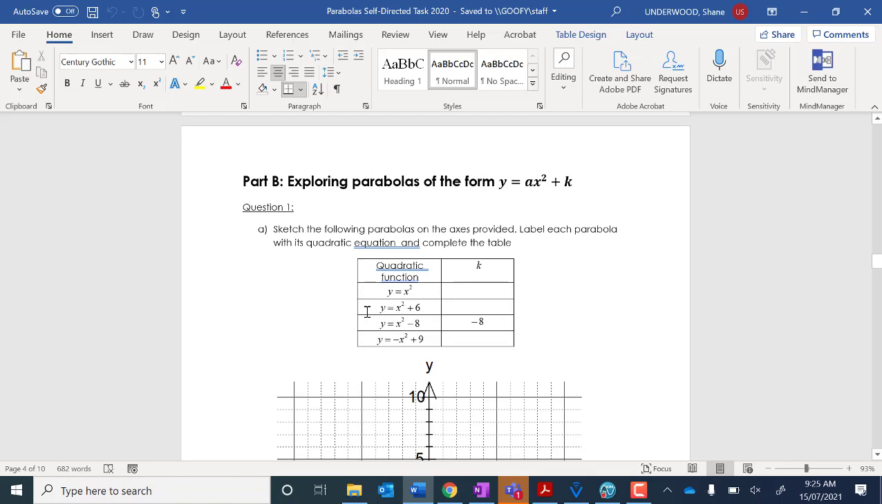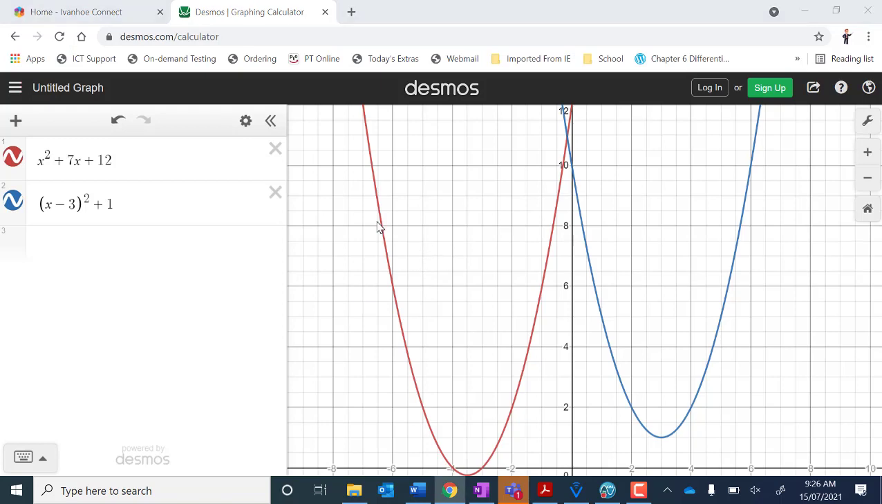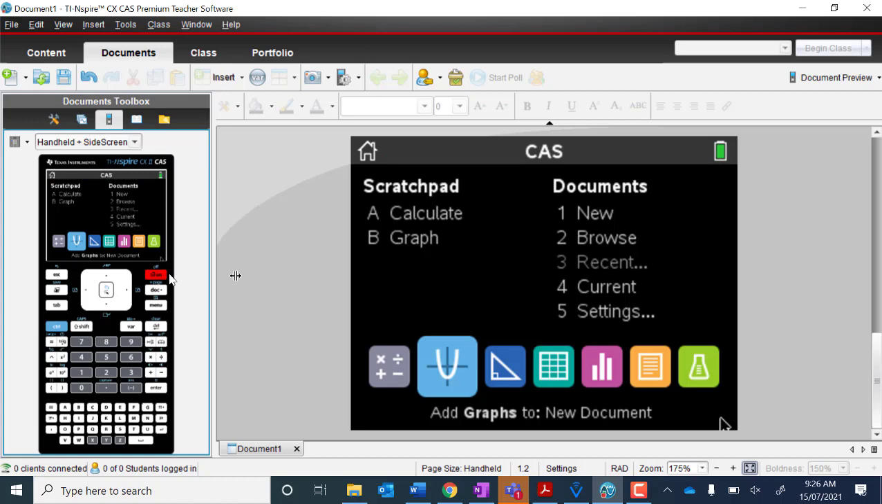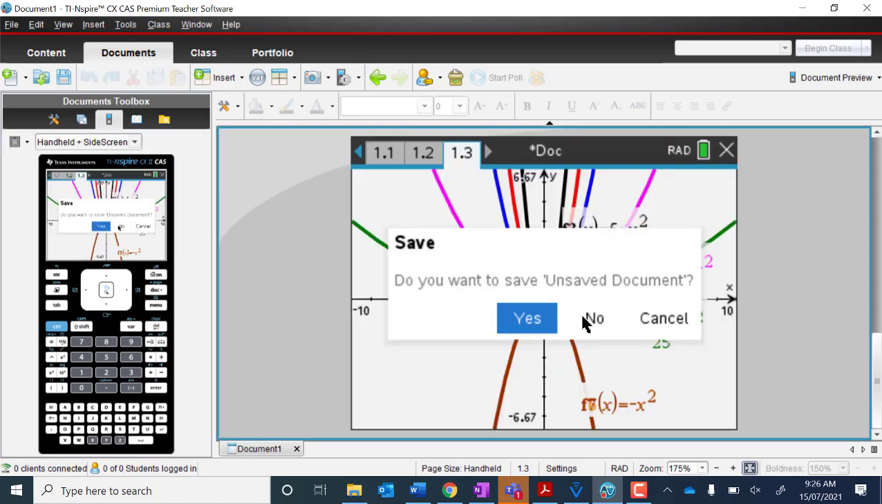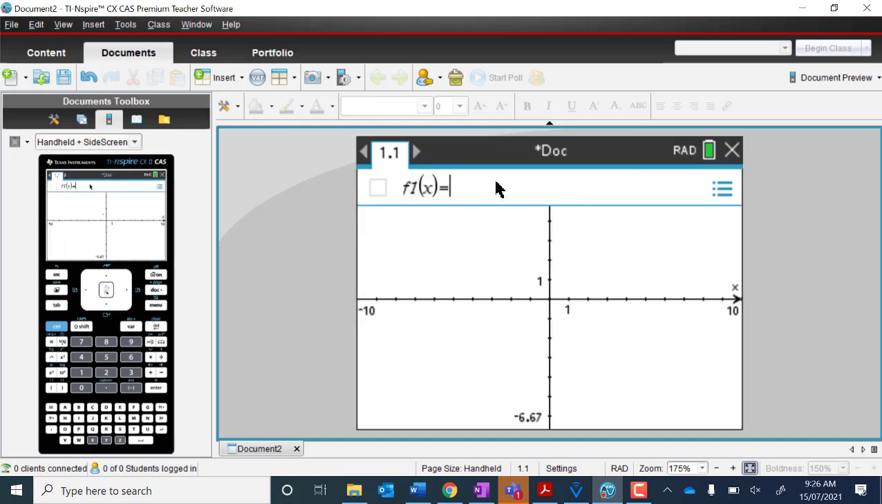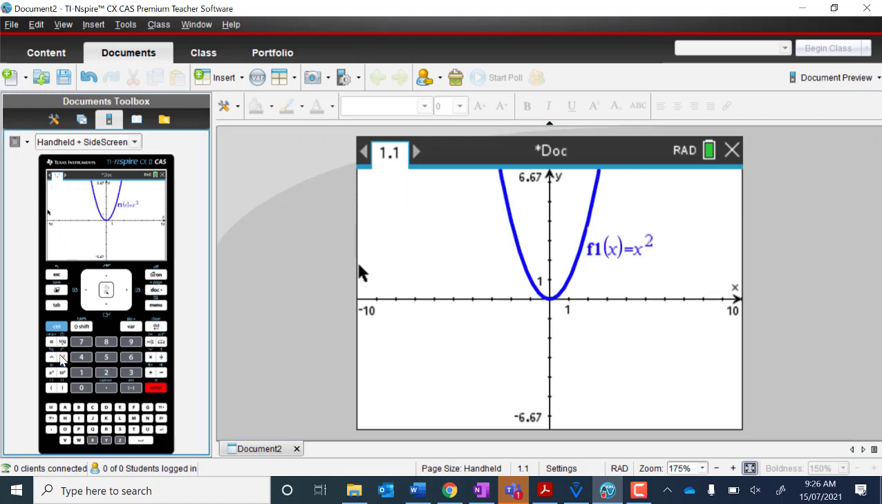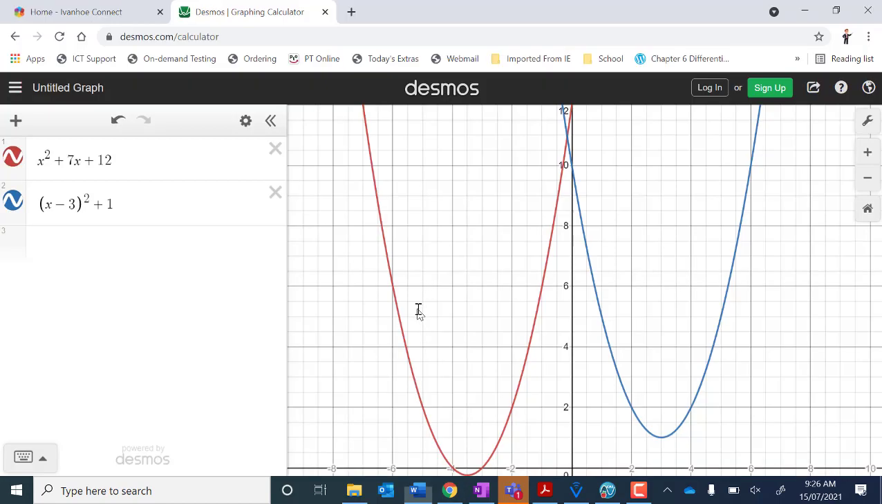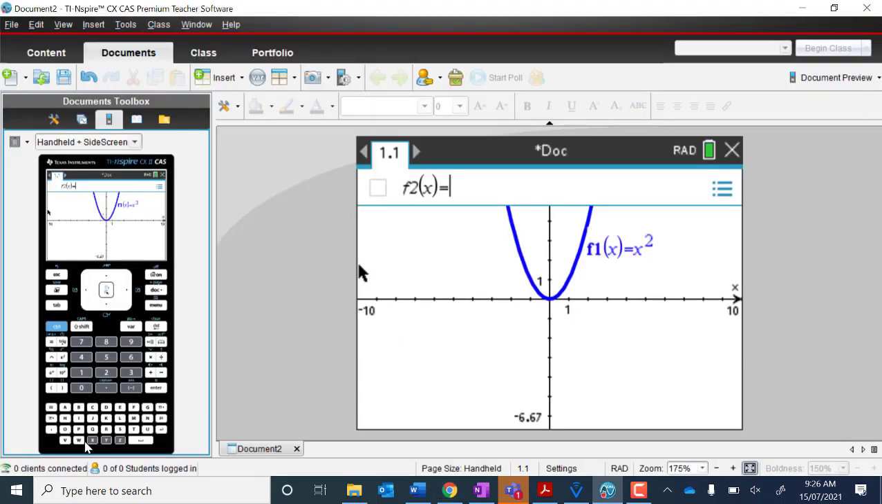Likewise, now we're looking at graphs where we're adding some constant. I don't want any of that on Desmos now. I'm going to go to the home screen and go to a new document, and I don't want to save. I just want to get rid of that. If I go over here to add graphs, the first one is x squared. Enter. Press tab, and then let's add another graph. We now want x squared plus 6.